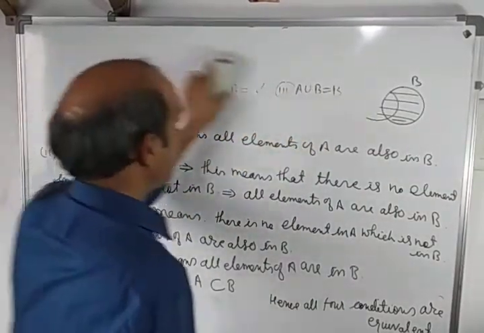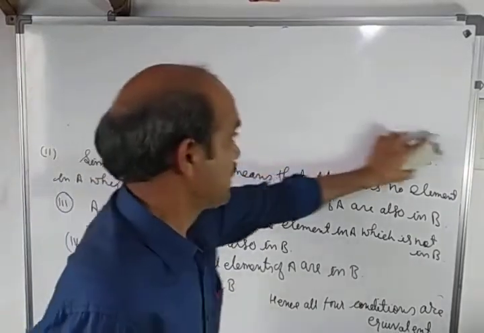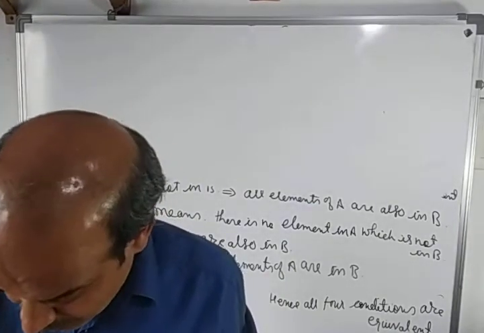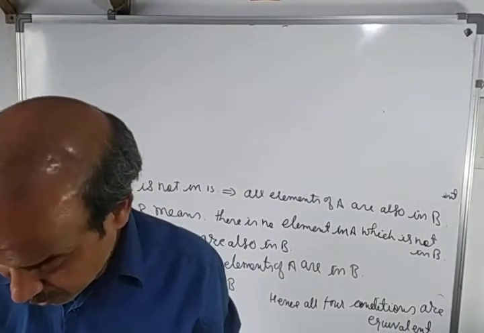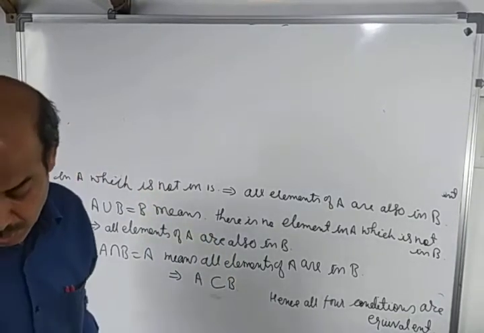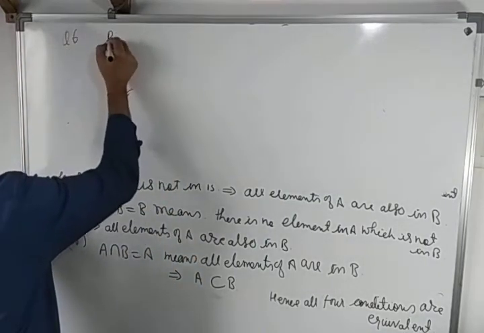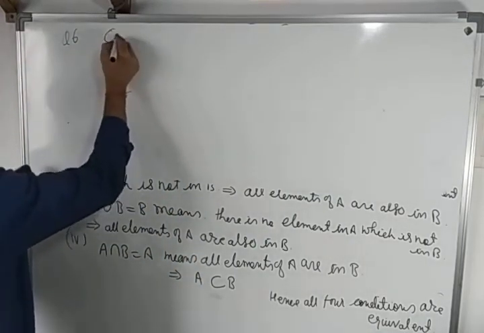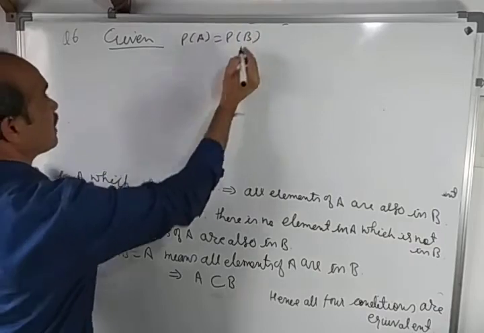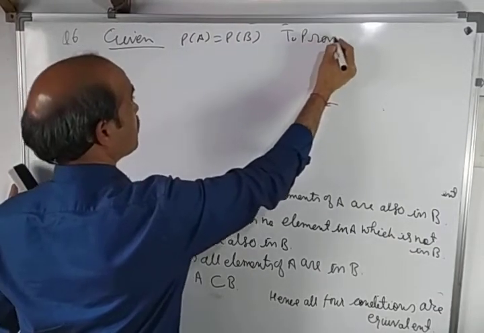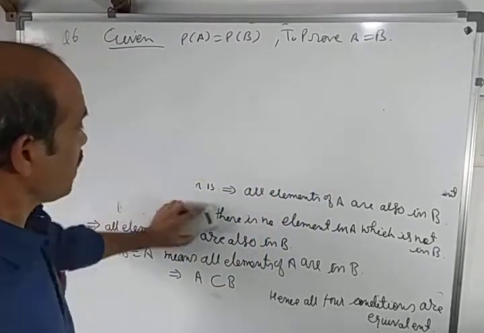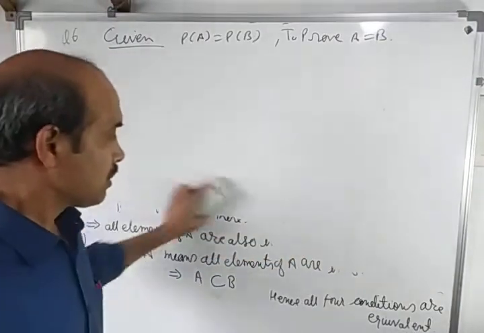Now we are going to do question number 6. Fifth I have already discussed because these are little theoretical questions, so I am giving you each one's answer. Sixth, it is given to you that PA is equal to PB and we have to prove A equal to B. It means if power sets are equal, then the sets will also be equal.